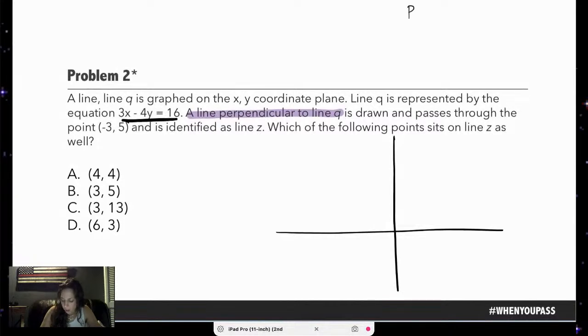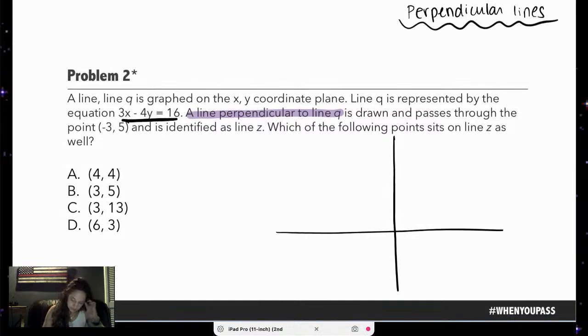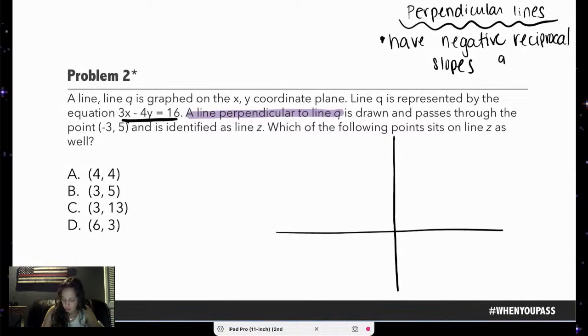What do we know about perpendicular lines? Perpendicular lines have negative reciprocal slopes, which means if line Q has a slope of A over B, line Z is going to have a slope of -B over A. So, yes, the negative reciprocal, Denise. I love that. So, what is the slope of line Q?